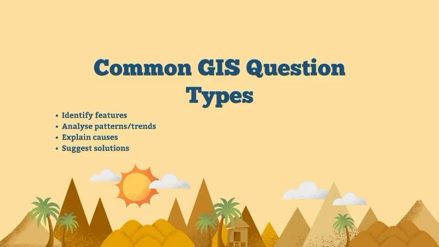Common GIS question types include identifying features, analyzing patterns and trends, explaining causes, and suggesting solutions. For example, a question might ask you to identify areas prone to flooding based on a map, explain why flooding occurs there, and suggest ways to manage it. Practicing these types of questions will help you feel confident during exams and make it easier to structure your answers.